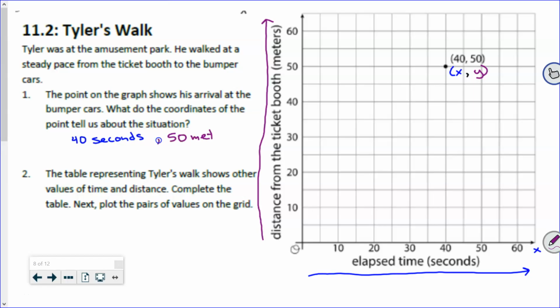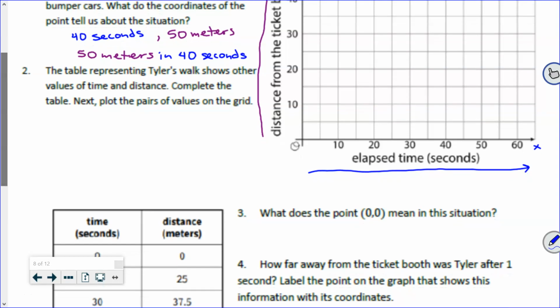So let's really understand what that means. 40 seconds, comma, 50 meters. What that really means is he walked 50 meters in 40 seconds. He's walking at a steady pace. He's excited to get to the bumper cars.